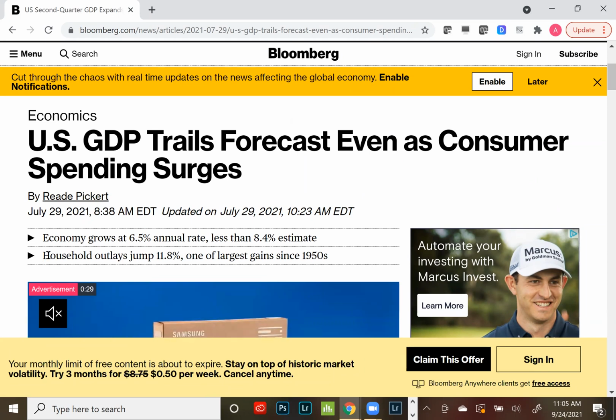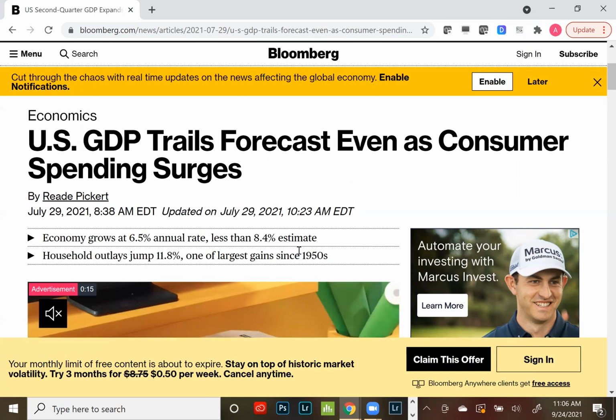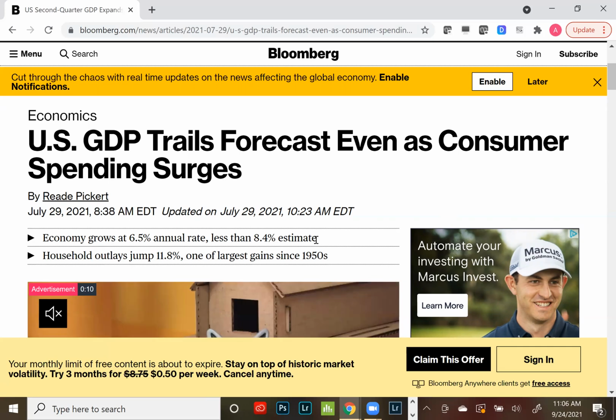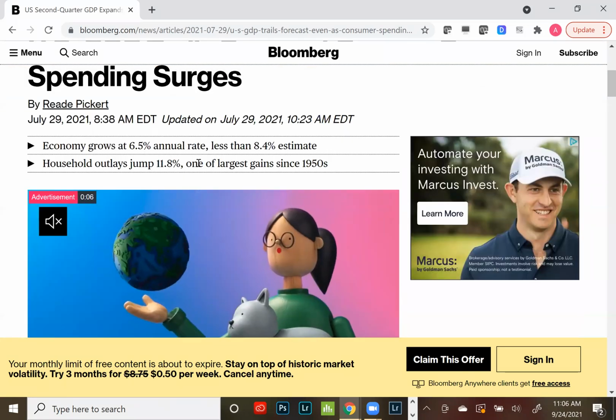But housing spending remained strong. It went up by about 11.8%, which, you can imagine that during the worst of the COVID, people were not buying new houses. And so there's a lot of pent up demand. And so once it became possible to buy houses again, people were actually going ahead and buying houses, which is a good sign. But the overall economy didn't grow as fast as economists had hoped.